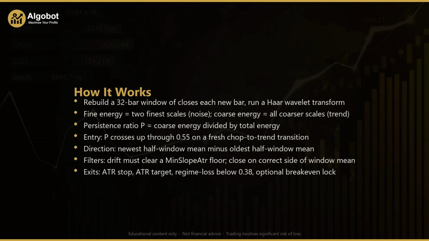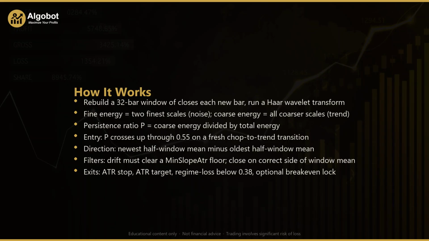An entry is only considered on a fresh transition from chop into trend. Specifically, the persistence ratio must cross upward through the EnterRatio of 0.55 on this bar, having been below it on the previous bar. Entering as the trend is being born, rather than chasing a mature move, is the strategy's core design intention for keeping adverse excursion shallow. Two more conditions must agree. The half-window drift must be at least half of 1 ATR, which filters out trends that are technically present but too flat to matter. And the latest close must sit on the correct side of the window mean, above it for a long, below it for a short.